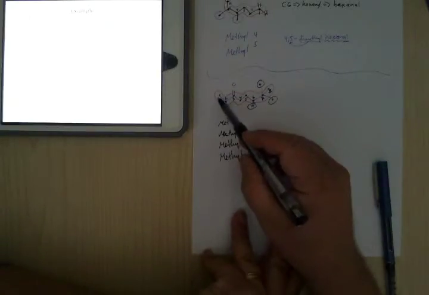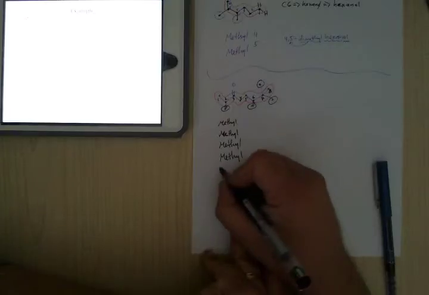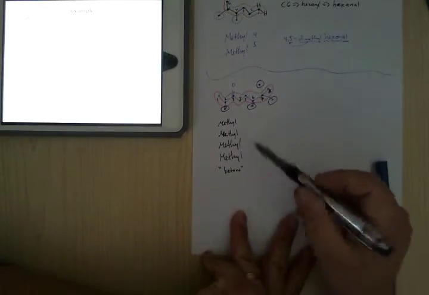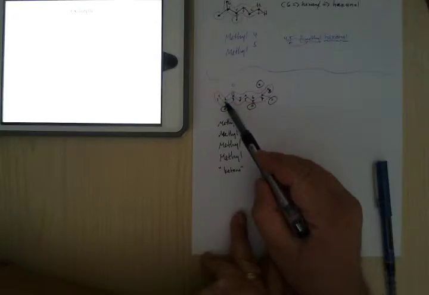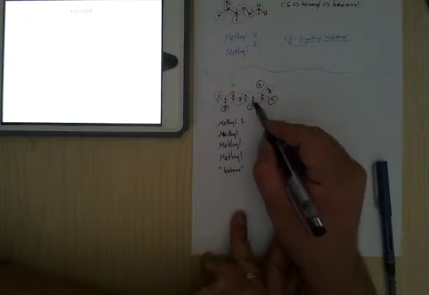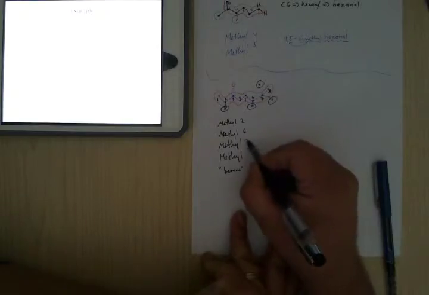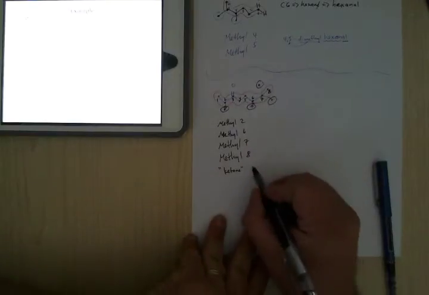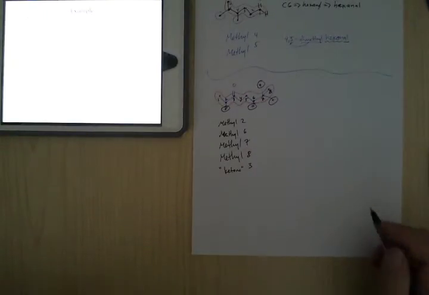Okay, so we did the numbering. Oh, and then we also have to include where the ketone is, so put that in quotes. So here we go. We have a methyl group at 2, that one at 6, that one at 7, that one at 8, and the ketone is at 3. Okay, so here we go.